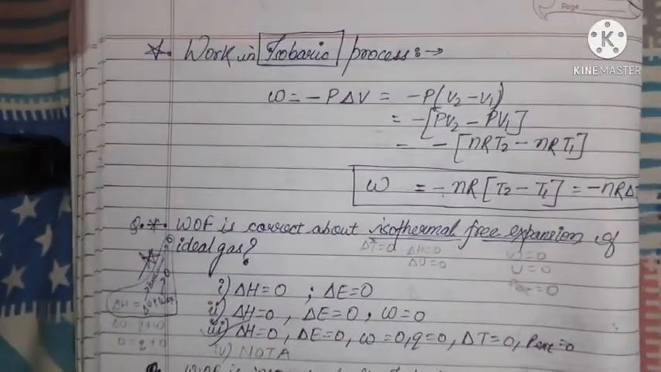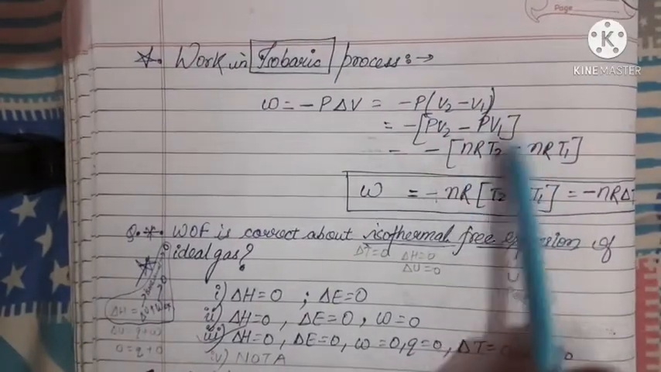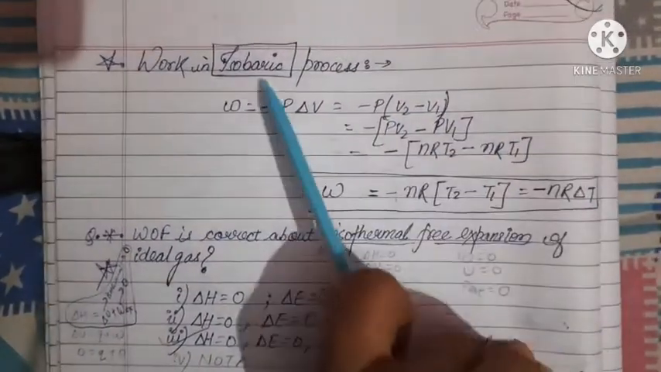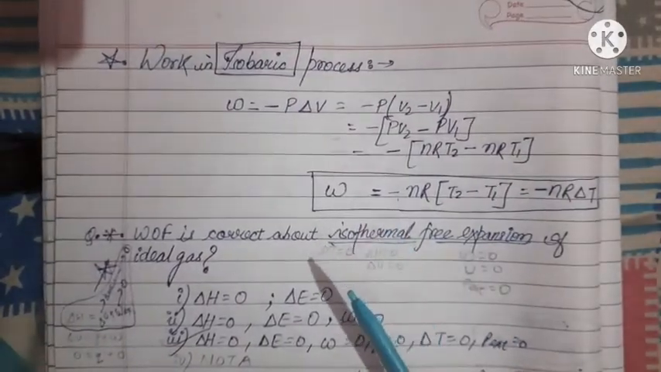Work in isobaric process. W equal to minus P delta V, minus P(V2 minus V1), minus (P V2 minus P V1), nR T2 minus nR T1. So work in isobaric is minus nR delta T, or minus nR(T2 minus T1).